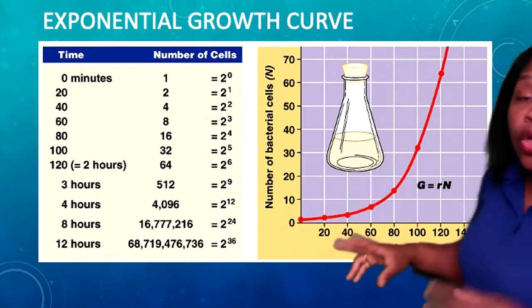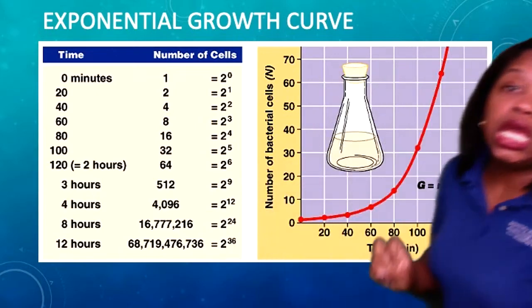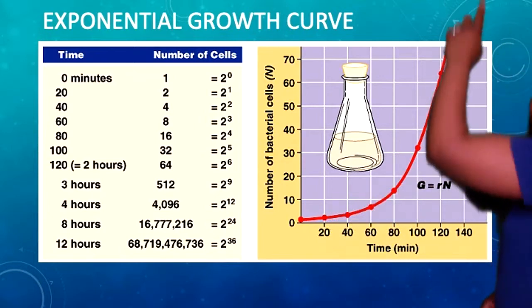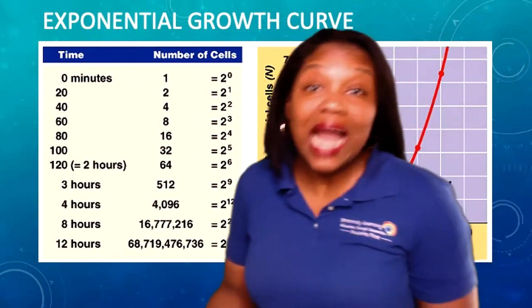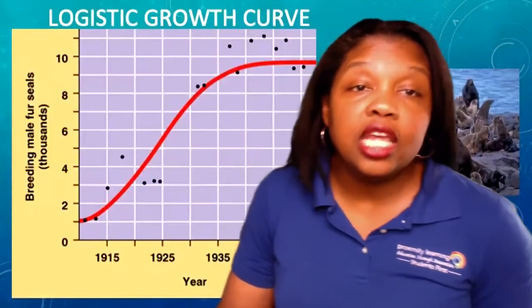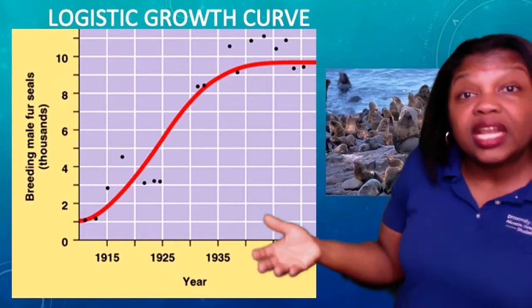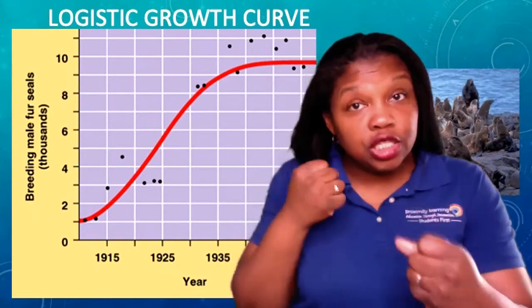So even though theoretically we should be able to grow and continue to grow and never stop, it doesn't happen that way in reality. In reality, we always level off because we run out of food, we run out of space, and competition takes over.